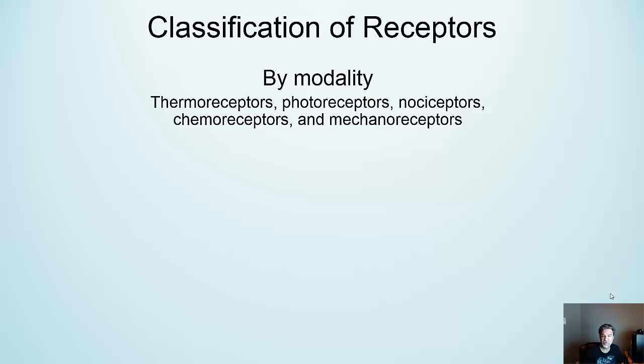Chemoreceptors detect chemicals or ions, and so these are valuable in the sensations of smell and taste. And then the mechanoreceptors that we talked about thoroughly respond to mechanical stress and are found in joints and also along the surface of the skin.